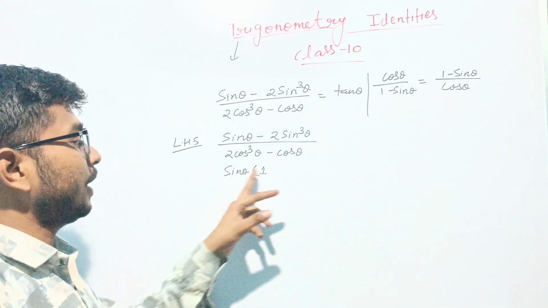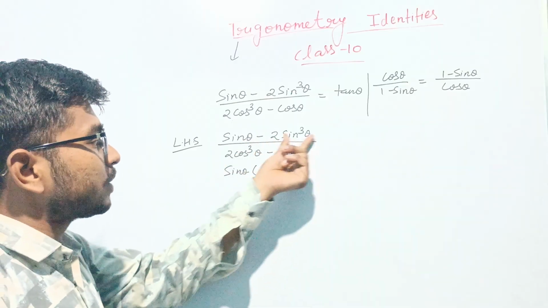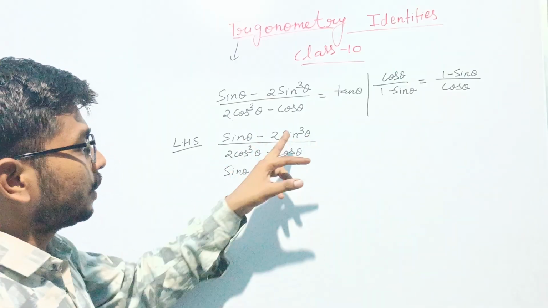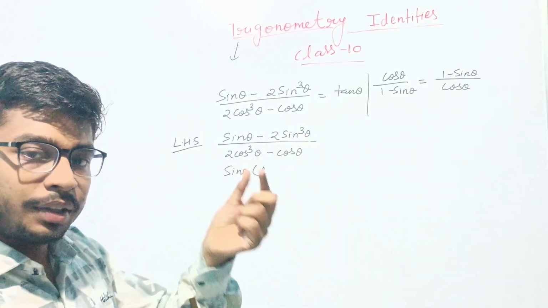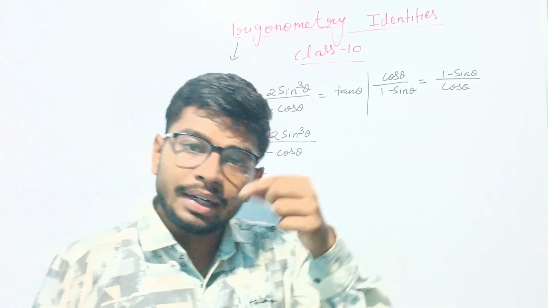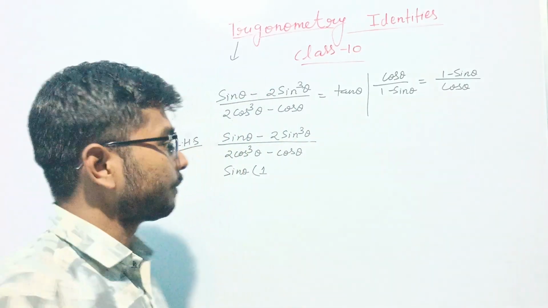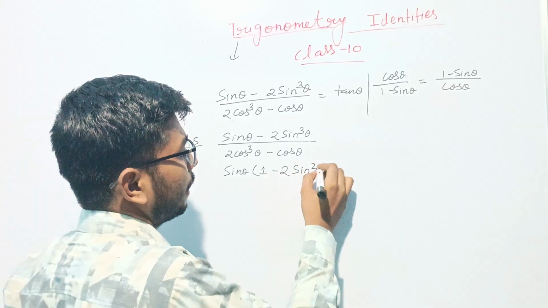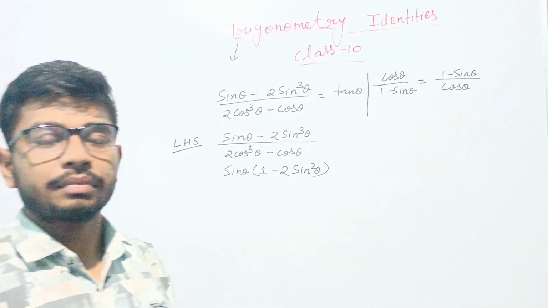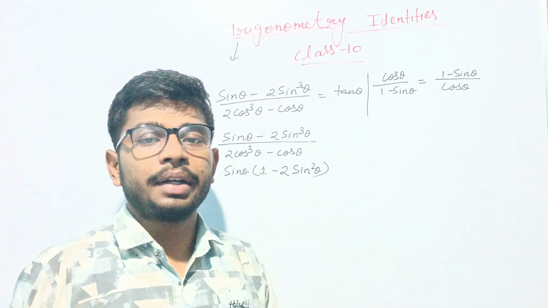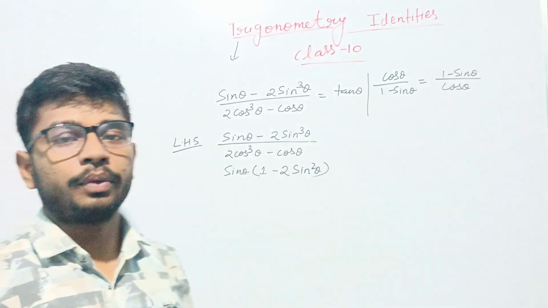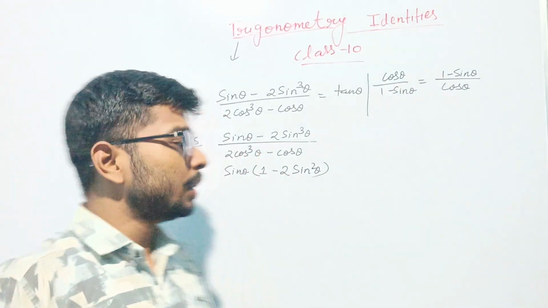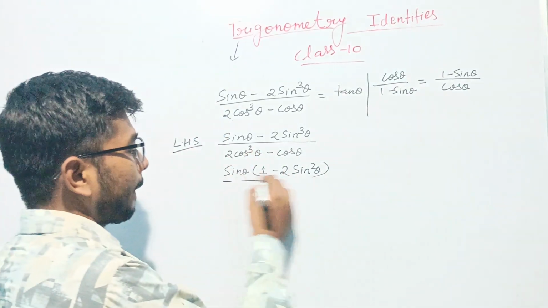Sin theta is common, a single sin theta, and here is the cube, so you have to write sin square theta, and there is 2 also, so 2 sin square theta, right? Similarly, in the denominator we are taking cos theta common, so just take cos theta common.